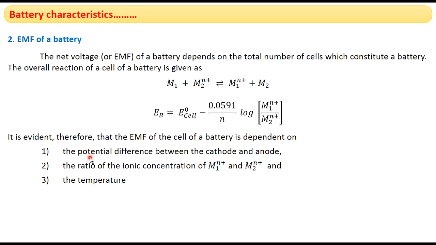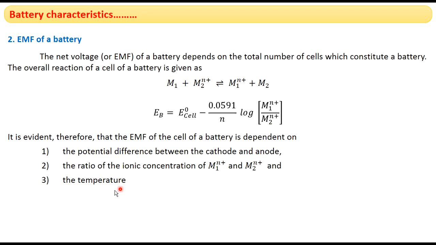They are: first one, potential difference between the cathode and anode. So in a cell, if the potential difference between the cathode and anode is high, then the EMF of the battery is also high. Second factor, a ratio of the ionic concentration of M1n+ and M2n+. If the ratio is high, then the EMF of the battery will be low.